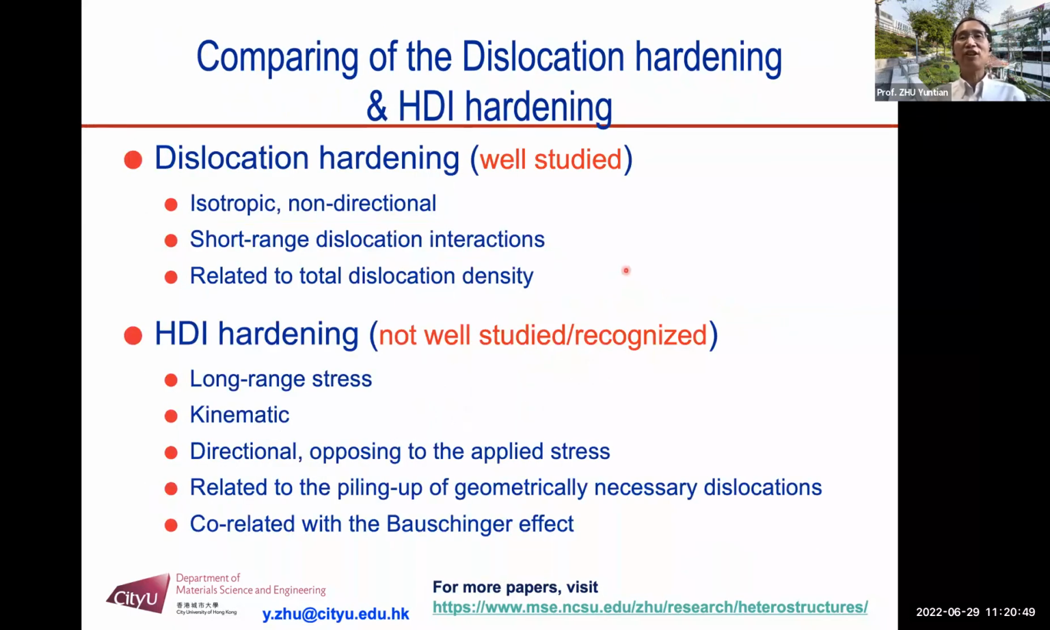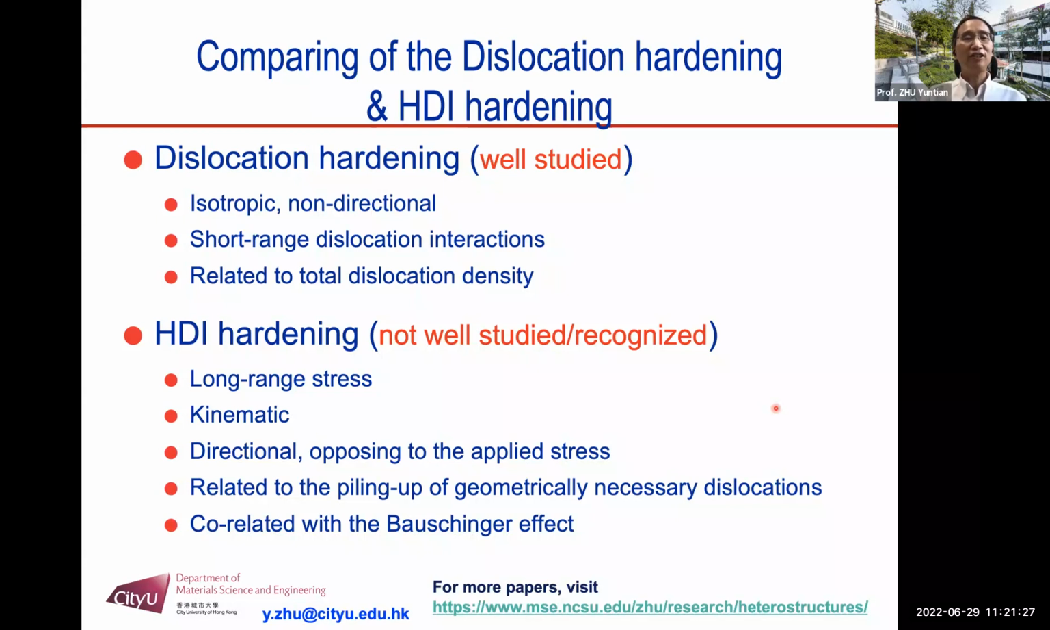If you compare dislocation hardening to IGDI hardening, conventionally we only know dislocation hardening. Now how do you compare them? For dislocation hardening, this is well studied, using the Taylor equation, you know what that is. It is typically isotropic, it's non-directional. There is a shorter range interaction, dislocation interactions, because when one dislocation cuts or tangles with another dislocation, it gives you dislocation hardening. Which is why it's related to total dislocation density.